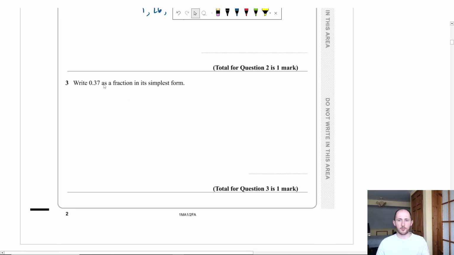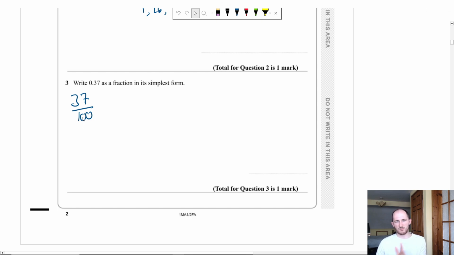Question 3, write 0.37 as a fraction in its simplest form. Here's how I would do it. Some people have a method where they know that because there are 2 decimal places, you just put it as 37 over 100, right? Because the 2 decimal places are represented by the 0s. So if this was 0.377, they'd put 377 over 1 and then 3 zeros because there are 3 decimal places.